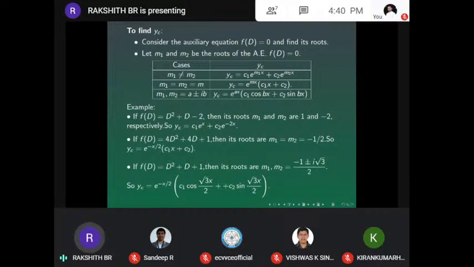Hence your yc is e^(ax)(c1 cos bx + c2 sin bx). So it is e^(-x/2)(c1 cos(√3 x/2) + c2 sin(√3 x/2)). This is the solution, that is, the general solution of the homogeneous differential equation.